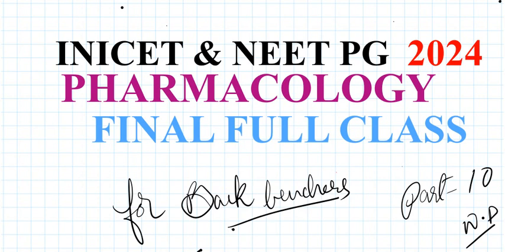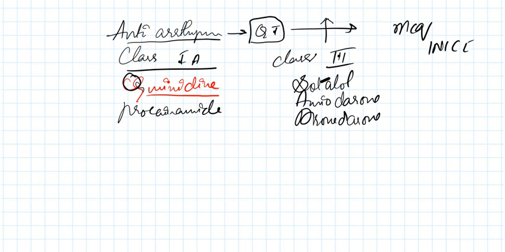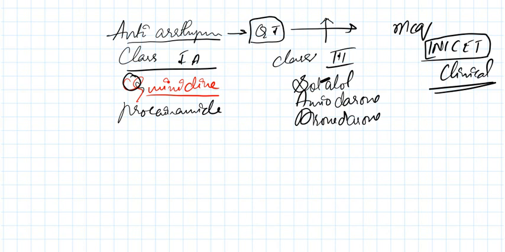Now we'll start with antiarrhythmic drugs which cause QT prolongation, right? So what are the antiarrhythmic drugs which cause QT prolongation? This is a very important MCQ for INI-CET, but you will get a question which is indirect. It will be clinical. It will not be a direct question. The symbol is for prolongation. Don't think it is some other sort of symbol. It's just a prolongation symbol, right?